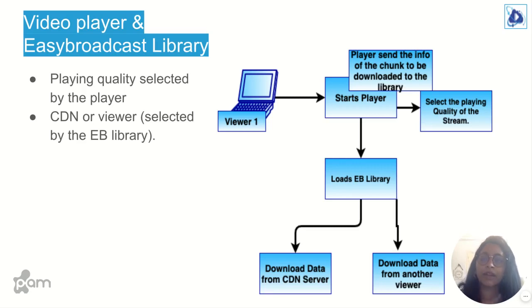In this slide, I would like to present two of the important components of the EasyBroadcast architecture. The first important component is the video player, another is the EasyBroadcast library. As you can see, as the viewer starts, the player loads the EasyBroadcast library. It's the player who decides the playing quality of the stream, and it is the EasyBroadcast library who decides whether the chunk will be downloaded from the CDN or from another viewer.